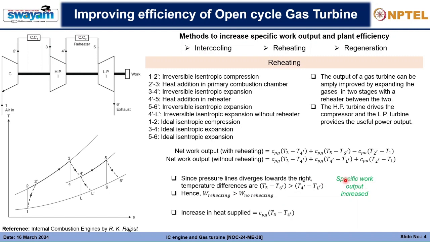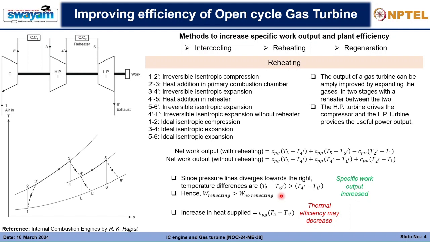But we have an increase in heat supply. We are using a second reheater, right? And by the use of the second reheater, we are actually increasing this amount of heat supply, cp(T5 minus T4'). This amount of heat is needed in extra. So that way our thermal efficiency may decrease or may remain constant. So there may be a sacrifice in the thermal efficiency, but we are achieving a higher specific work output as a whole.